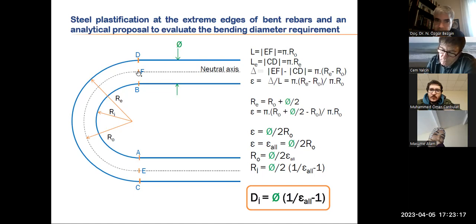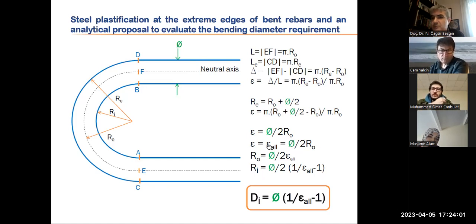My strain, in comparison to the central axis of this bent rebar, is delta over L, which is pi (re minus r0) divided by pi r0. So from this one, I can say that re, the radius of the exterior edge, is r0 plus phi over 2. So now I can relate my strain to my phi and my bending radius. I replace re by r0 plus phi over 2, minus r0, divided by pi r0. I get epsilon, which is my strain, equal to phi divided by 2r0.